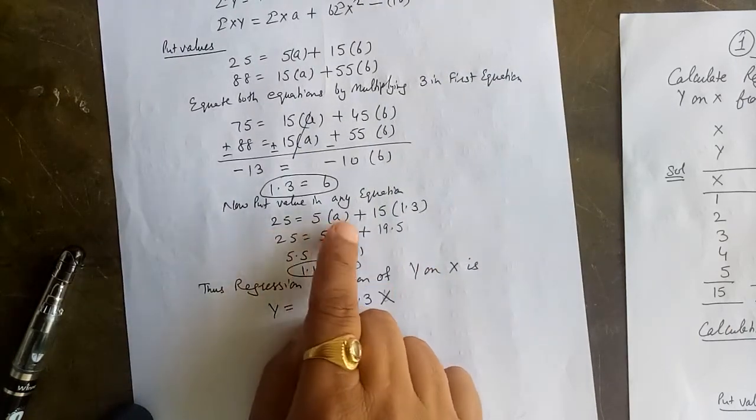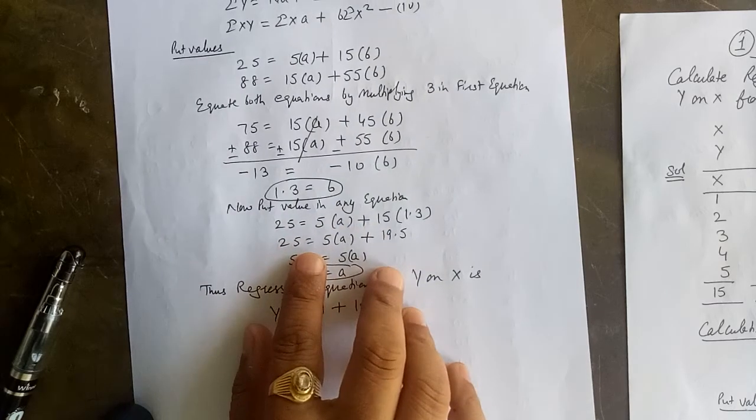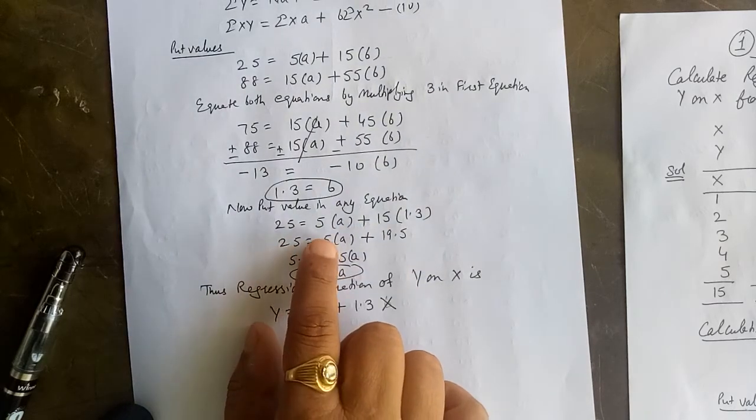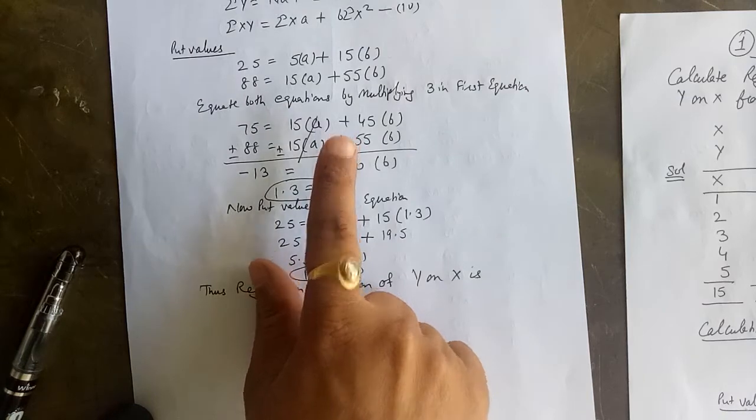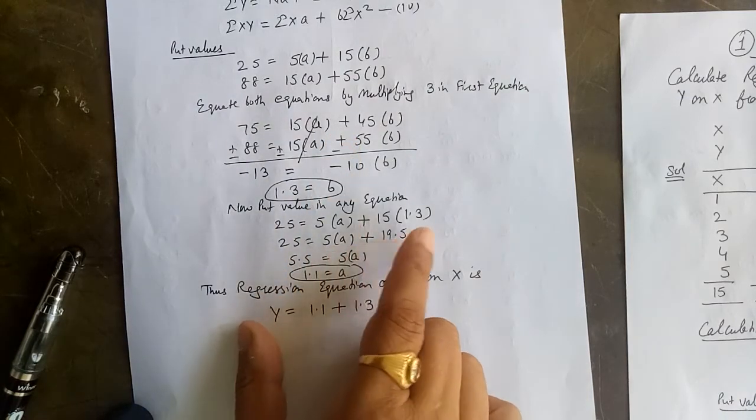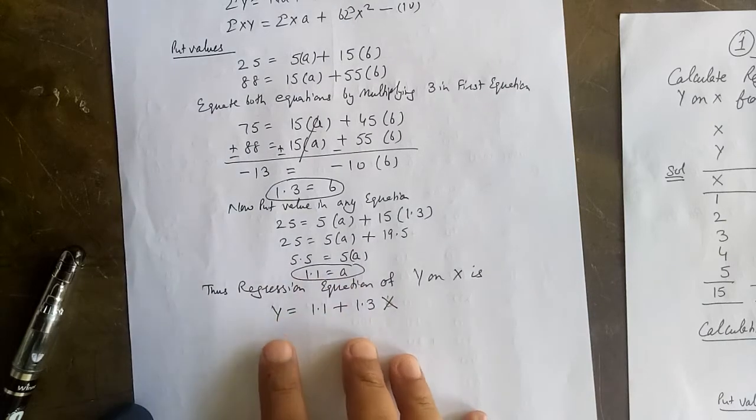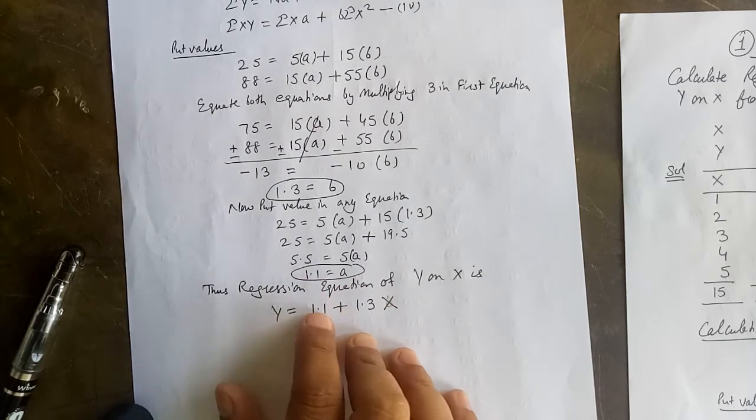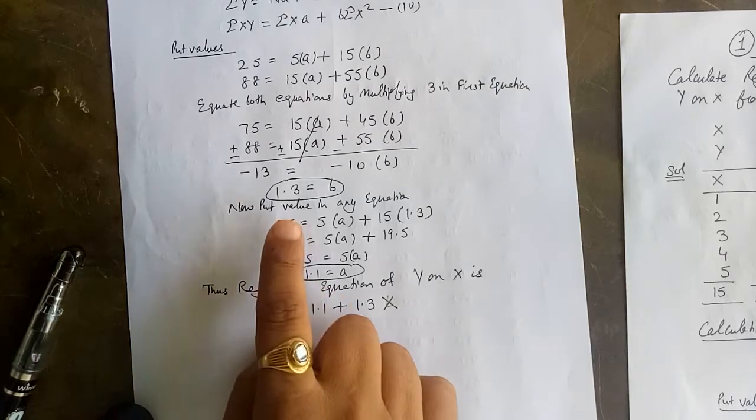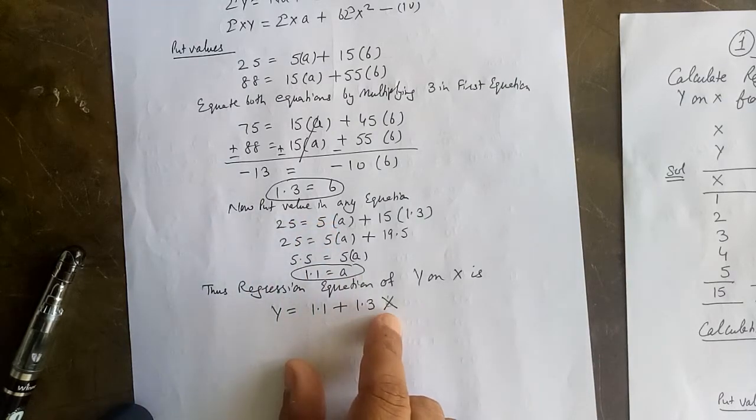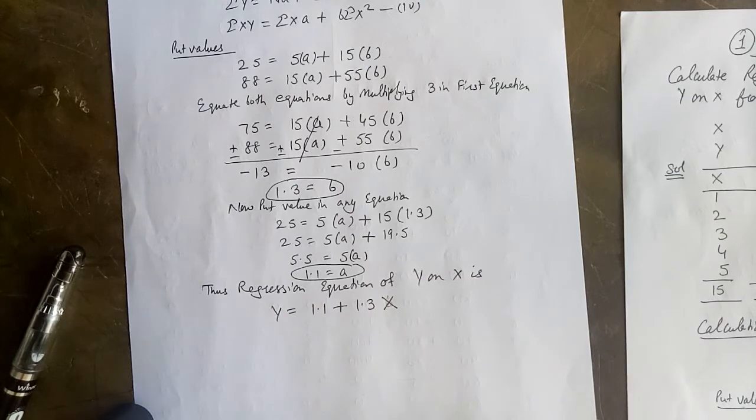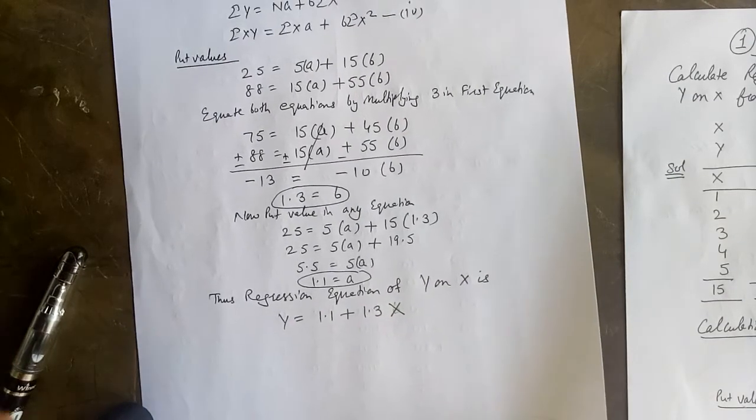Now put the value in the equation. In the first equation, 25 equals 5a plus 15 into 1.3, so a is 1.1. So the regression equation for y on x is y is equal to a, 1.1, plus b, 1.3, x. So this was the method of least squares.